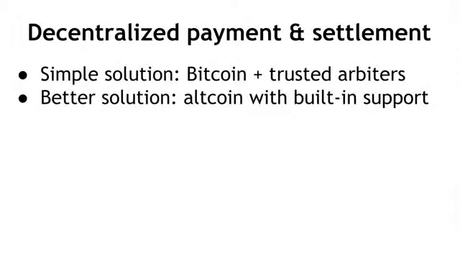So payment and settlement, this is the easiest given Bitcoin. We can use Bitcoin to do payment. And in the simplest solution, maybe we could use trusted arbiters. So we could basically do escrow transactions, and the arbiter will enforce the contract, the fact that if you bet on something that didn't happen, you lose money, simply by not signing transactions. A better solution would be if we built an altcoin that had explicit support for prediction markets.